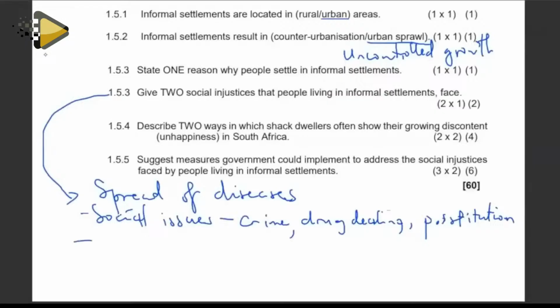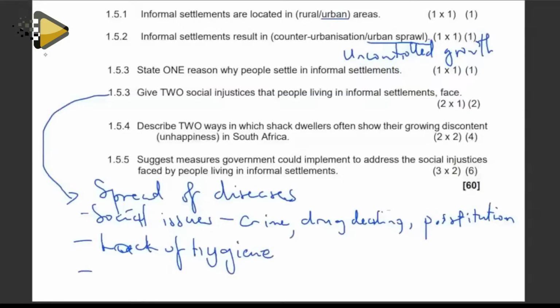Right, then we go on to look at other things like lack of hygiene. Lack of hygiene, people must be exposed to a healthy environment. But in the informal settlements, the conditions are unhygienic. So it's an injustice. There's lack of hygiene.